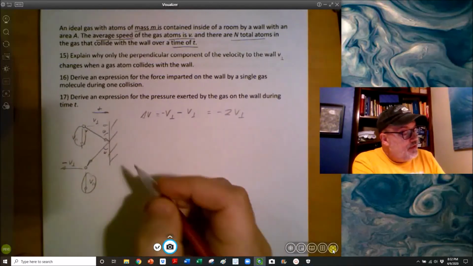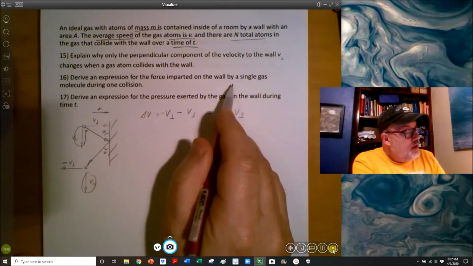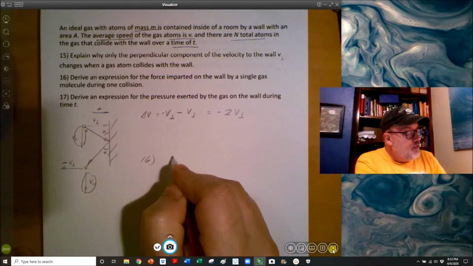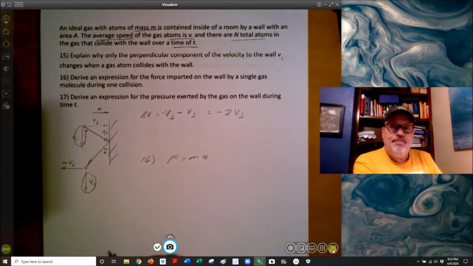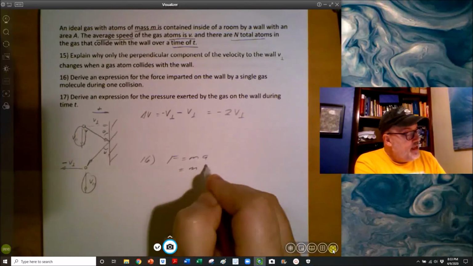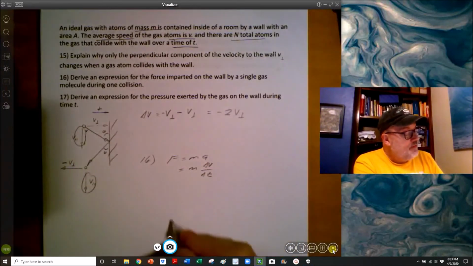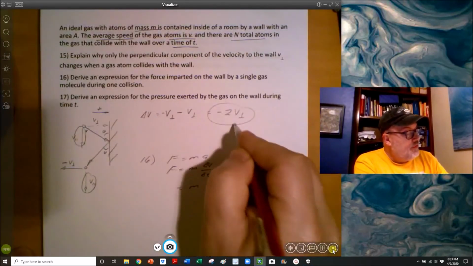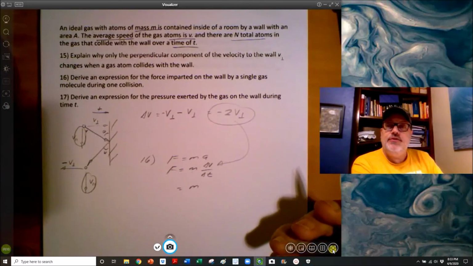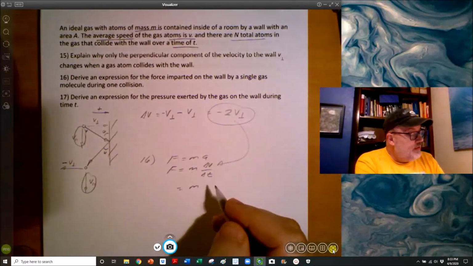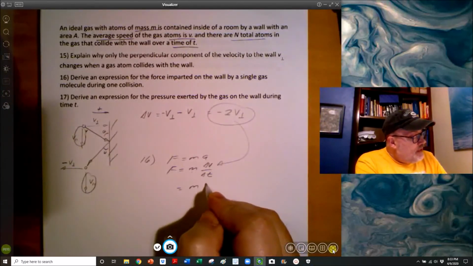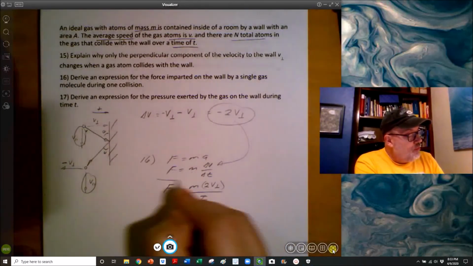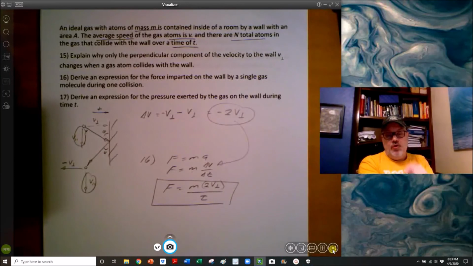All right, how about number 16? Derive an expression for the force imparted on the wall by a single gas molecule. All right, well, in number 16, remember that F equals ma. But a equals delta v over delta t. So this m is the mass of our molecule, and this is our delta t. Now I'm just going to take the absolute value because it's just asking for how big the force is. We don't really care about the direction. So this would be 2mv perpendicular divided by t. And that's our force from a single molecule hitting the wall.